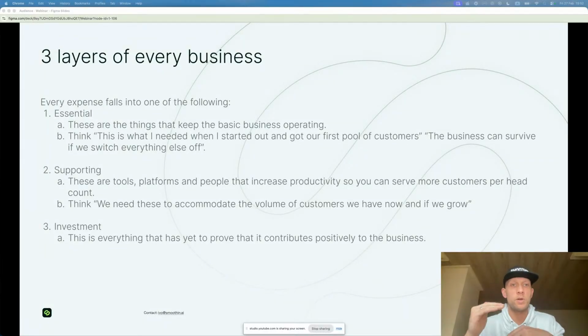And then you have the third layer, which is investment. I treat investment as everything that has yet to prove that it contributes positively to the business. If it's supportive, it has proven that it helps the business optimize one of the processes. If it's an investment, you're hoping that it will drive more business for you. All of marketing you can say is investment, or it could be a new tool, a new person, or a new team that's looking at entering new markets. It doesn't matter. It's stuff that hasn't yet proven that it can contribute positively to the business. Like a team that's doing worse than your standard benchmark, that's an investment.